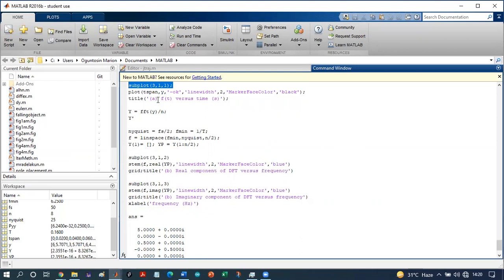So this 1 is going to plot f of t as a function of time at this point. Then 3, 1, 2 means that you should go to the next plot. You should plot the real part as a function of frequency. Then the last one, 3, 1, 3, you should go to the third plot. Then you should plot the imaginary part as a function of frequency. So that's what it means. Are there any other questions?